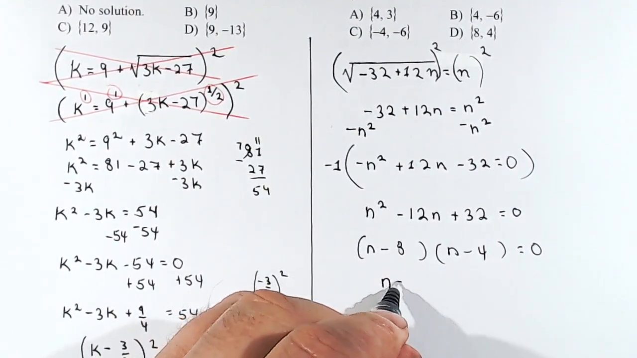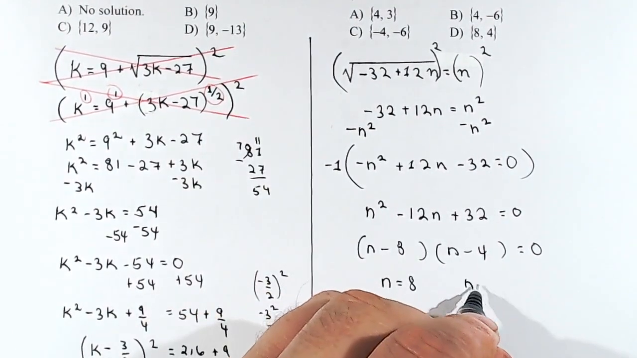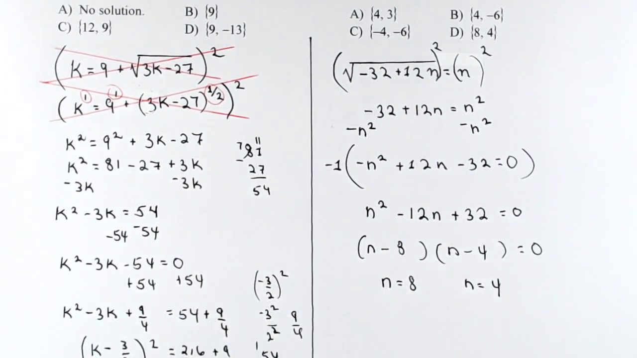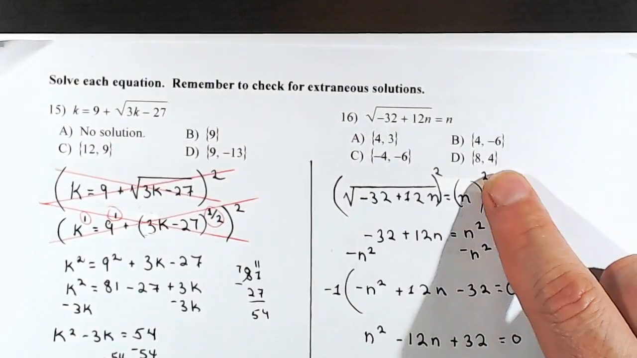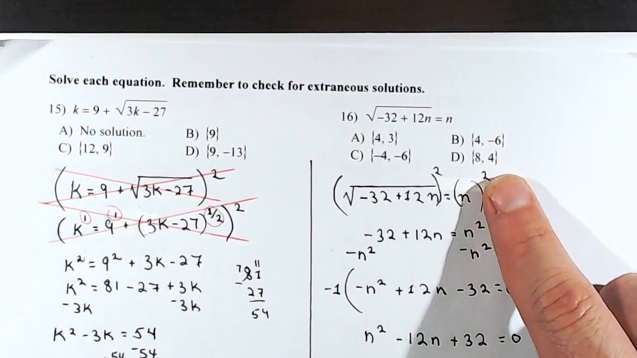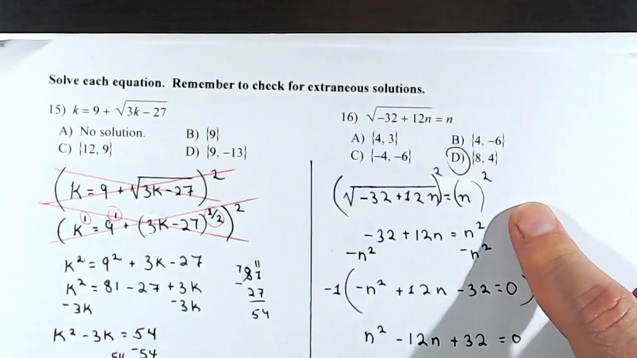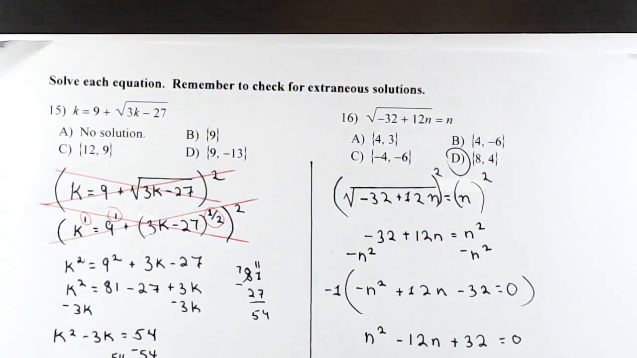So the solutions are n equals 8 and n equals 4. So it's 4 comma 8, like this. Or 8 comma 4, right? So it's D. Well, that was easy.